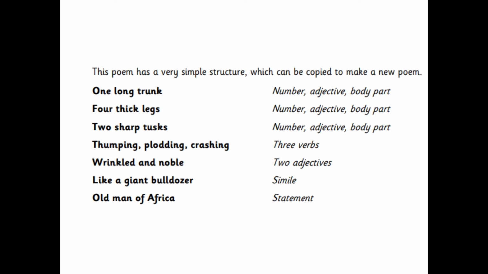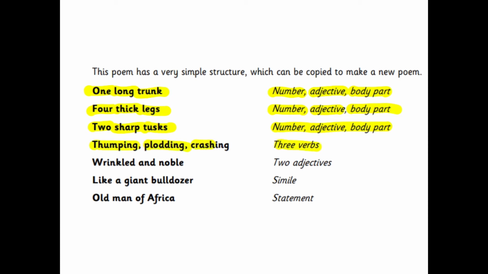Now that poem is actually following a very simple structure which you can copy to make a new poem. So it's like a recipe for a poem. It goes number, adjective, body part. So we've got 1 long trunk. Number, adjective, body part: 4 thick legs. Then it does the same thing, it repeats: 2 sharp tusks. And then it's got 3 verbs.